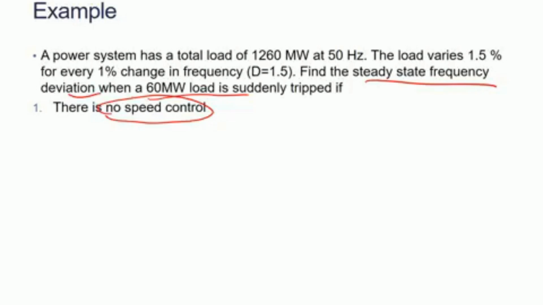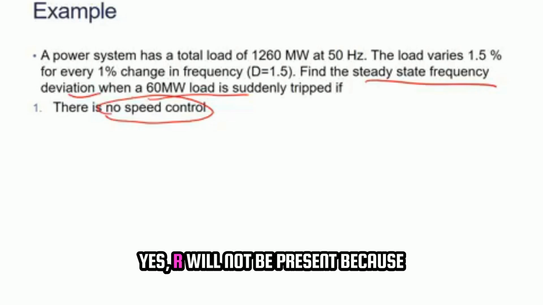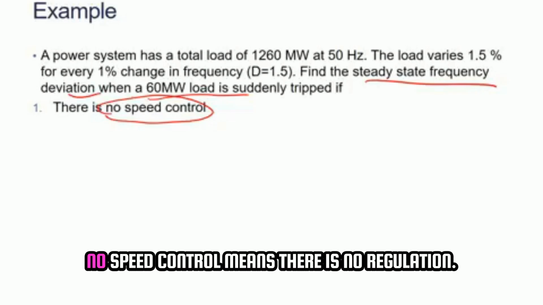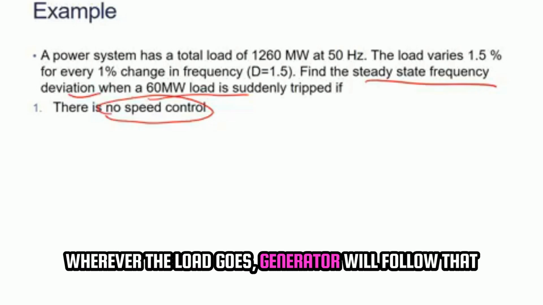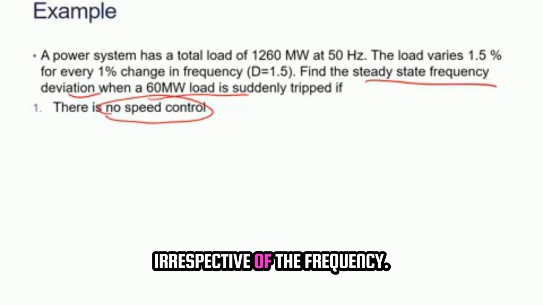R will not be present in the calculation, because no speed control means there is no regulation. Basically, the generator will follow the load. Wherever the load goes, the generator will follow that, irrespective of the frequency.